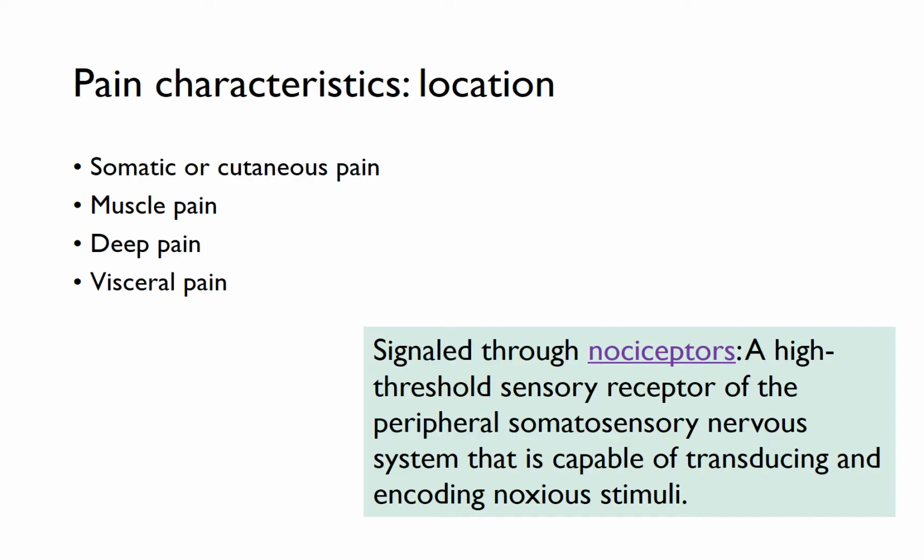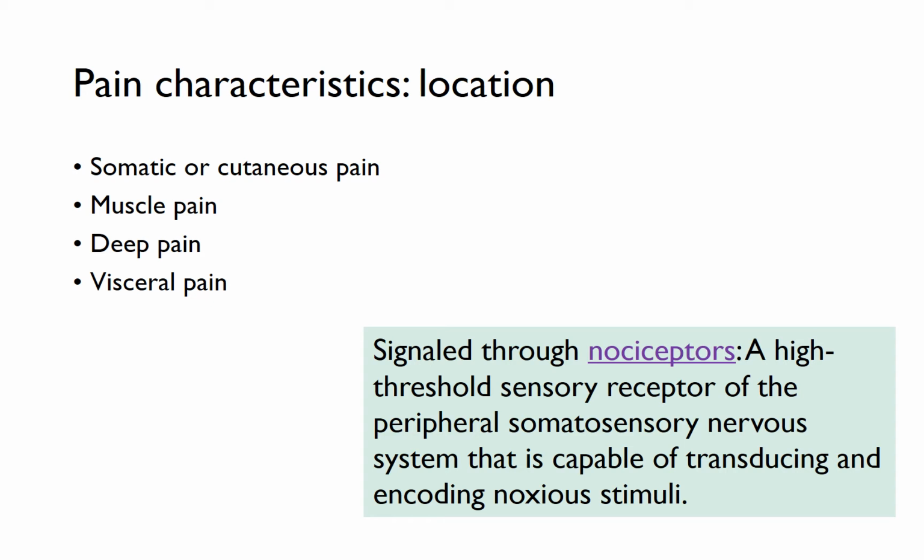The first thing to think about when it comes to pain characteristics is the location of the pain. Because of the way nociceptors innervate the body and the different subtypes of nociceptors that exist, a different experience may be transduced because of the pain location. In general, we talk about four categories of pain by location: somatic or cutaneous pain, muscle pain, deep pain, something like a very deep bone sort of pain, and then visceral pain.